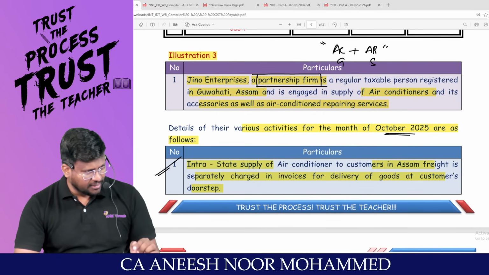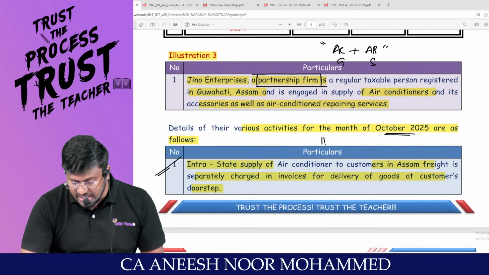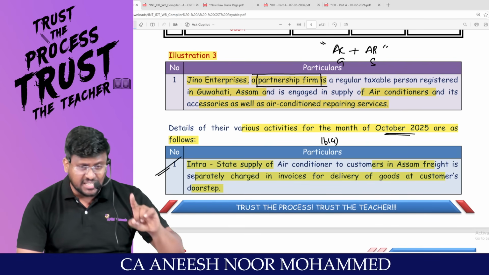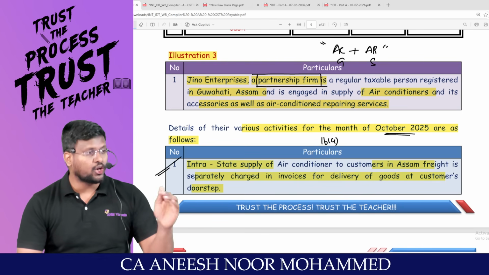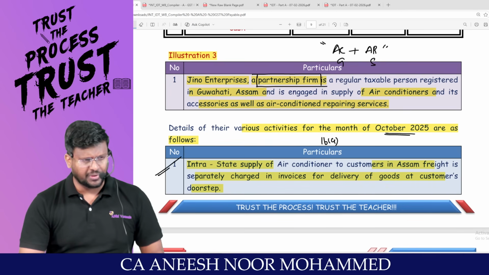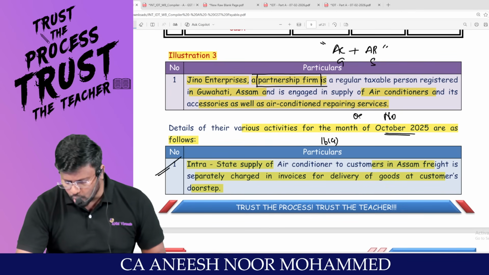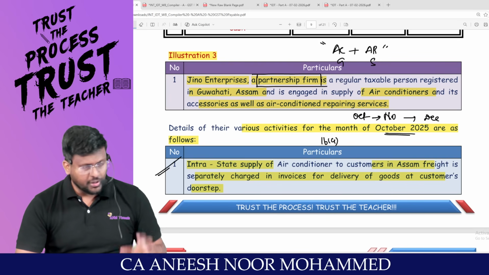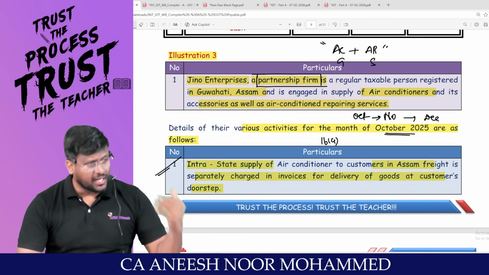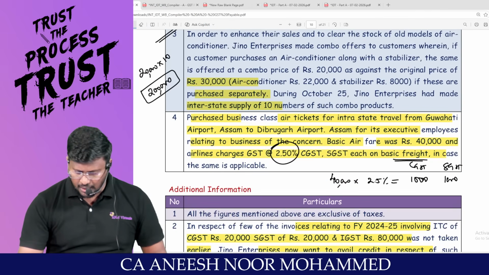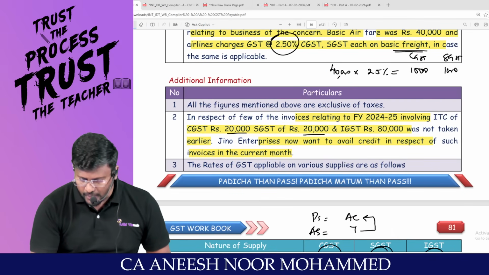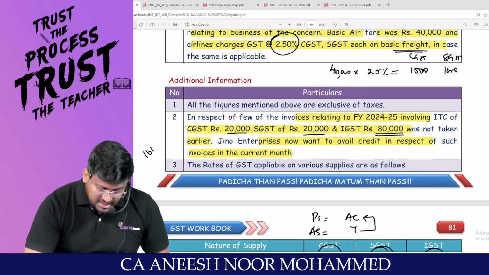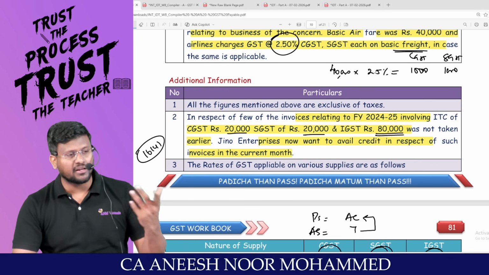Sir, as we all know, there is a time limit under Section 16 subsection 4 for availment of ITC. The maximum time limit is 30th November of the succeeding financial year or date of filing the annual return, whichever is earlier. Am I right, sir? We are in the month of October because we are going to calculate for the month of October. We are having still time limit because the last date is 30th of what? So for this 20,000, 20,000 and 80,000, since ITC has not been taken in the last year, since it is within Section 16 subsection 4 time limit, happily we can claim ITC.